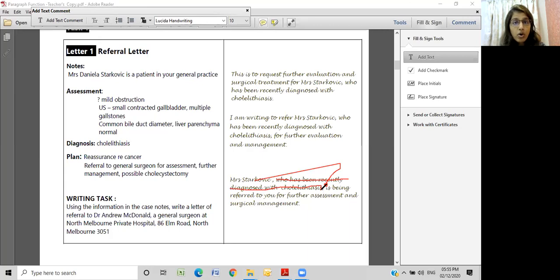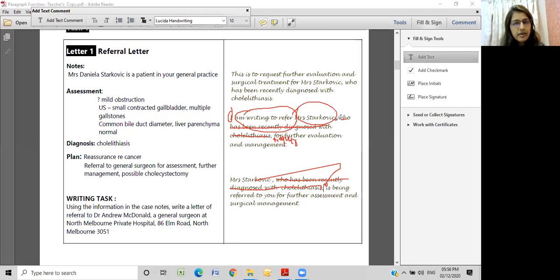So whenever you want to use a who clause in the middle of your sentence, try to read it like this and see if that is meaningful. For example, here if I write "I'm writing to refer Mrs. Starkovic, who has been recently diagnosed with cholelithiasis", and if I write "requires" here, let us do that, and then if I cross out this, how would the sentence read? "I'm writing to refer Mrs. Starkovic requires." Who requires? No subject. Right? So the simple logic of subject, verb, and object. This is your subject, this is your verb, and Mrs. Starkovic is your object.